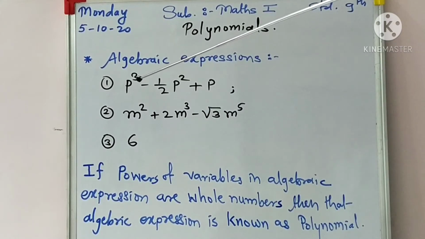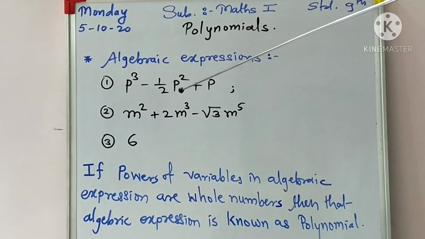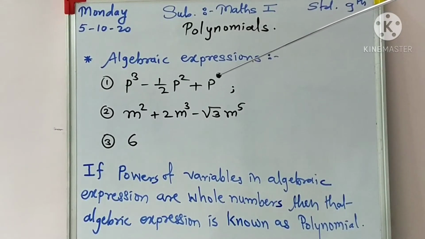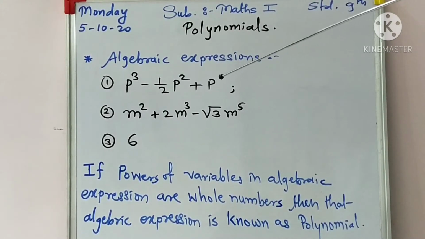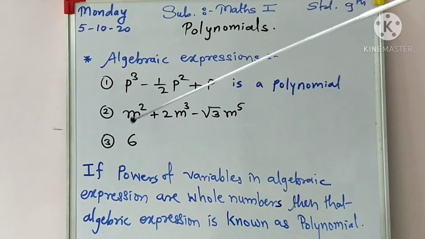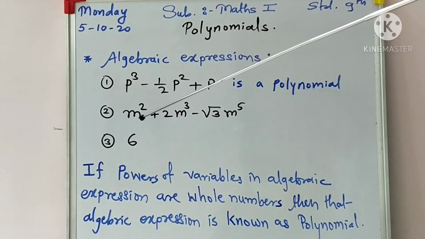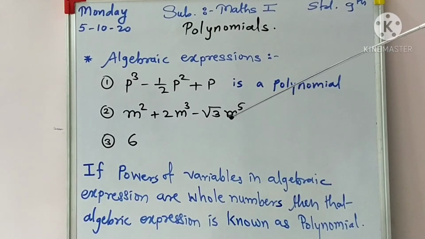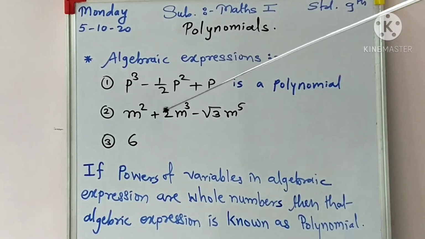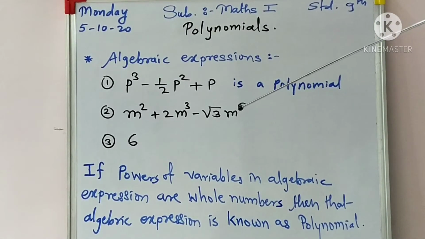So according to this, for these three examples, in the first one the variable is p, and the power of p in the first term is what? 3. In the second term the power is 2, and in the third one the power is not given, means we consider it as 1. And 3, 2, 1 are what? Whole numbers, and therefore that expression is what? Polynomial. Okay. As in the second example, here also the variable is m, and the powers are 2, 3 and 5, means the powers are whole numbers, and therefore the second expression is also a polynomial.